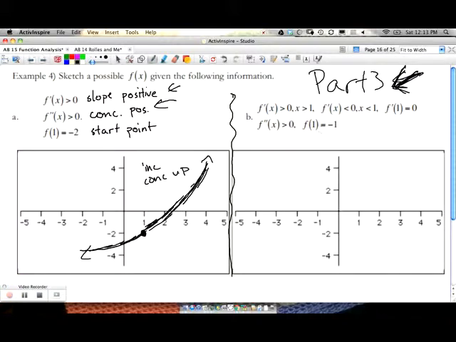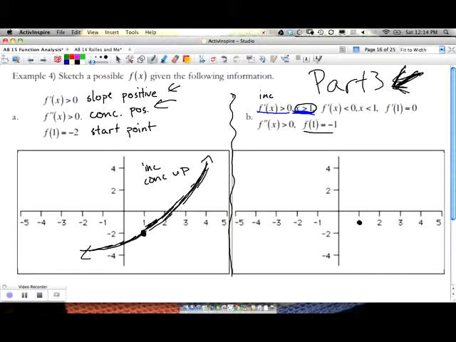Okay, let's look at part B. So this one we have a start point at f of 1 is -1, so now we're a little closer to the axis, right there. Then we got some changes. This is before x, or after x is equal to 1. We have an increasing or decreasing. This is increasing after x is equal to 1. So let's kind of color code that. We are increasing after x is greater than 1.